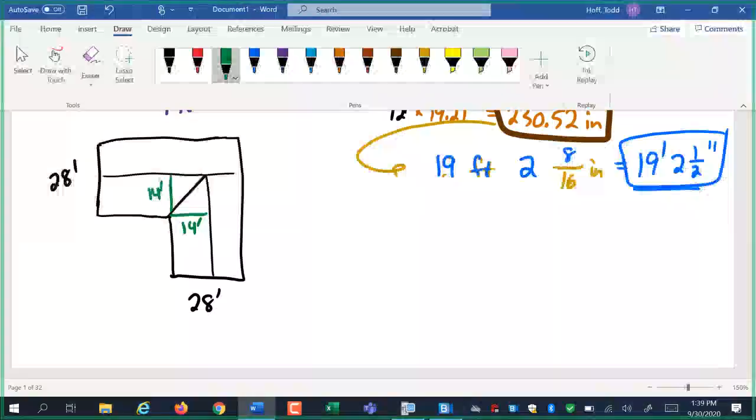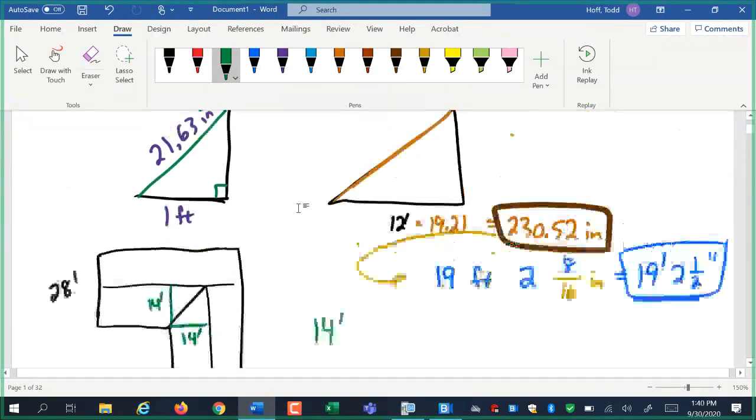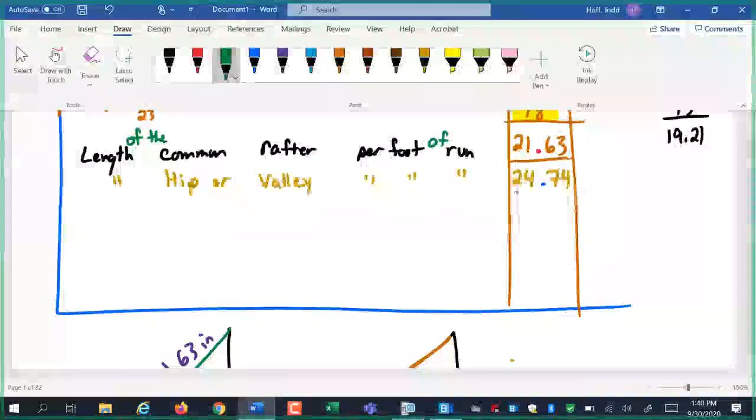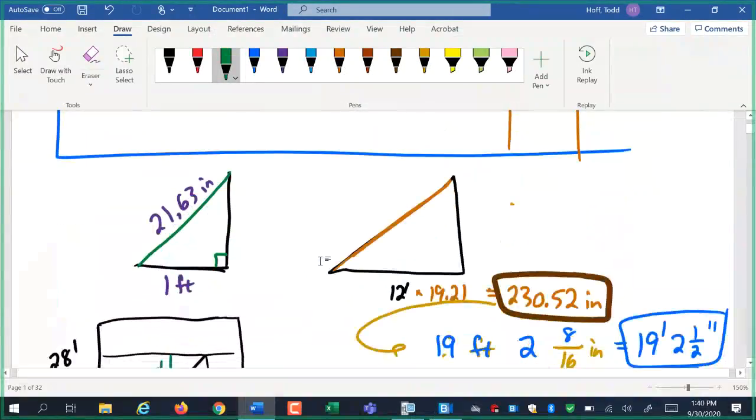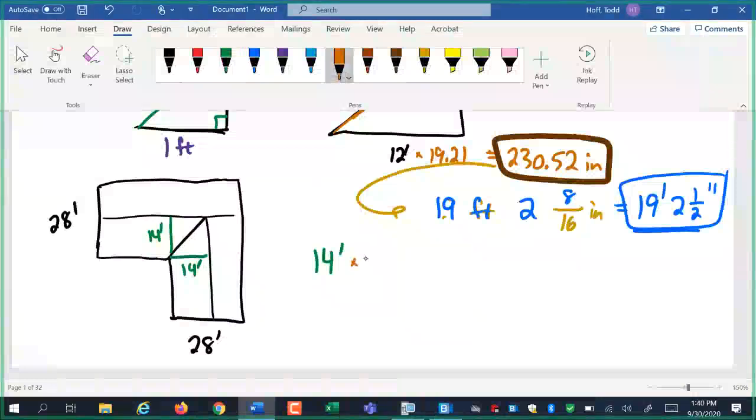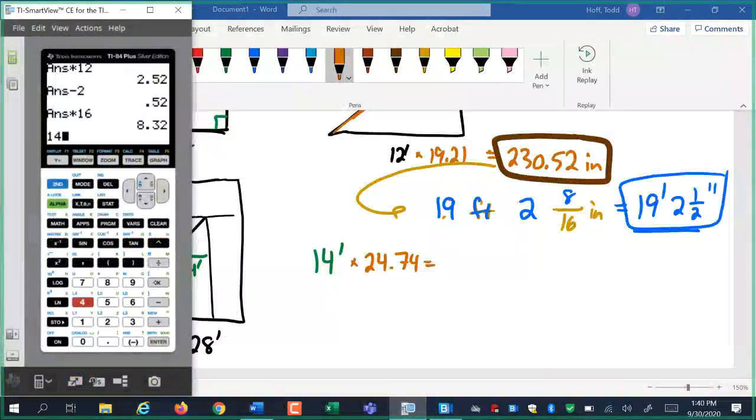So because it's 14 feet in both directions, then we can use this to find the length of that valley rafter. And let's say that this is an 18/12 slope. We take that number, 24.74, and we're going to multiply it by that run of 14 feet. Now the 14 might be in feet, but our answer here is going to be in inches. That's 346.36.